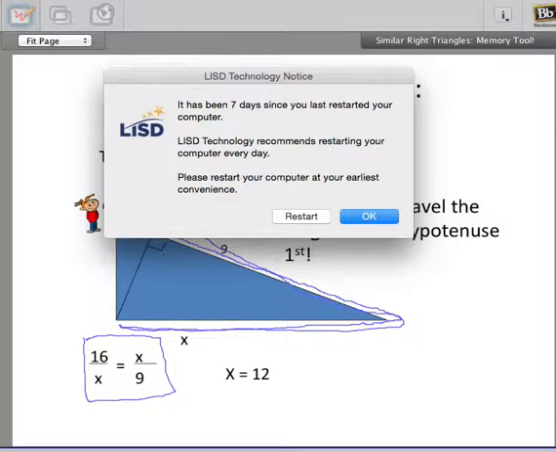And then to solve proportions, we always cross multiply. X times x is x squared. 16 times 9 comes out to 144.